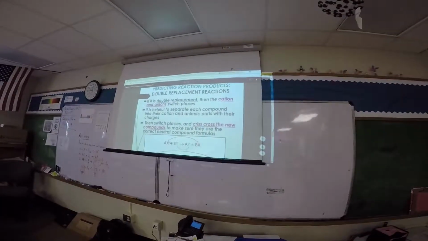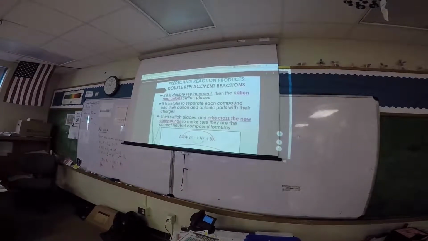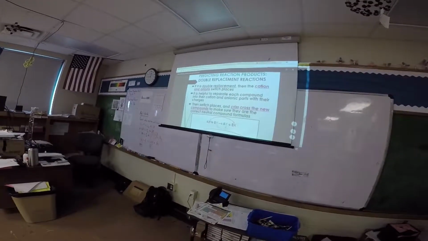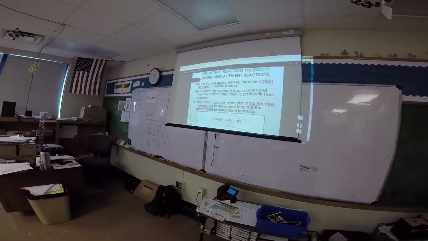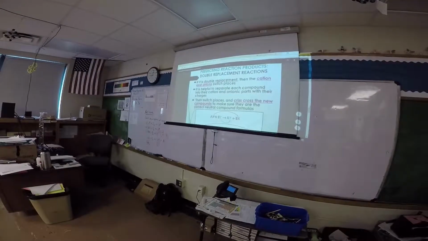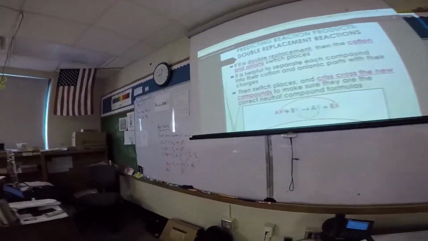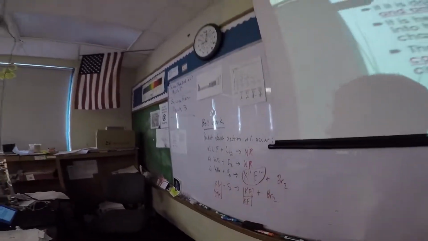Double replacement reactions are the most complicated ones to work with. If it is double replacement, then the cation and the anion switch places. It is helpful to separate each compound into its cation and anion parts with their charges. That's what I always do, like you see up here, we did this with the single replacement.